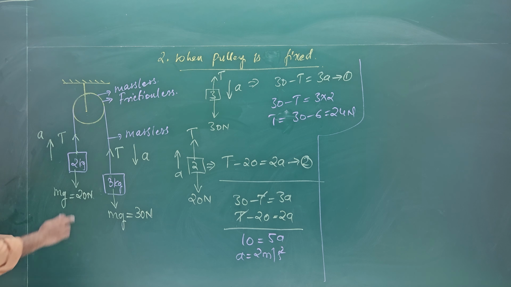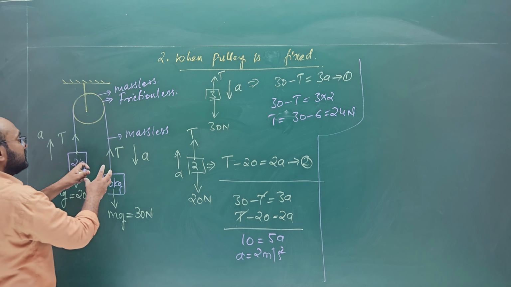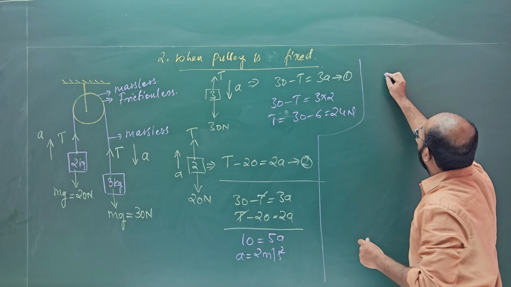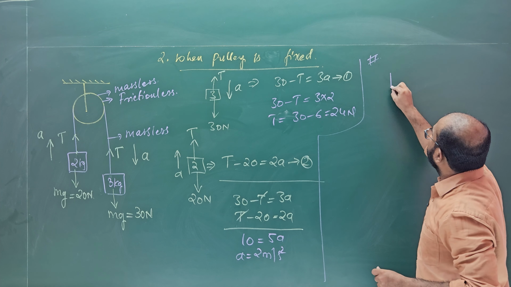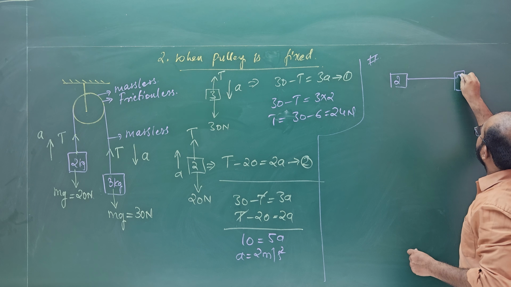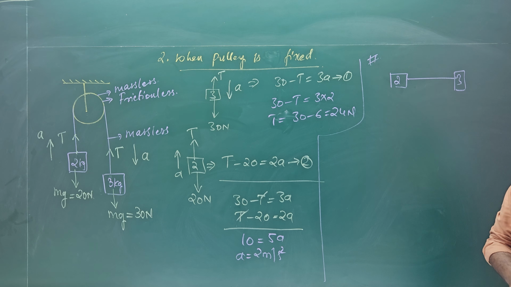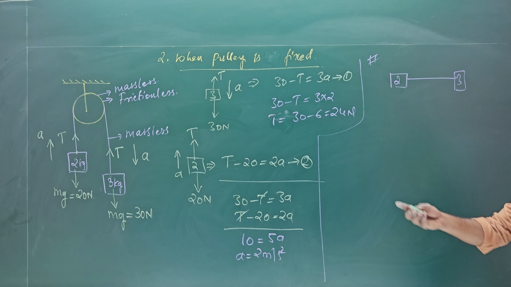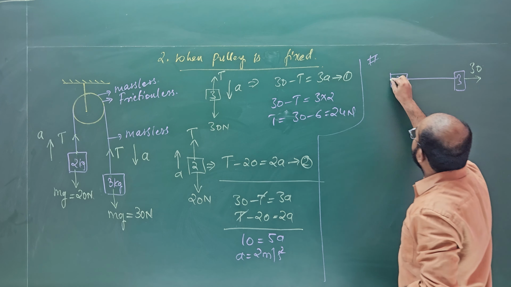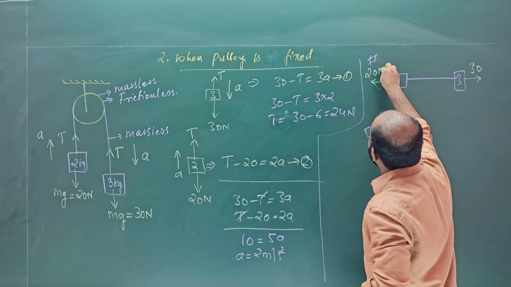How? If I consider this as a system, how many bodies are there? 2 bodies. Okay, take these 2 bodies in the horizontal direction. Consider both bodies are moving in what? Horizontal direction. So this is your method 2, and consider this is your 2 kg, this is your 3 kg. On 3 kg, what is the force mg acting? That is 30 Newton. So in this direction, 30 Newton is acting, and in this direction, 20 Newton is acting.